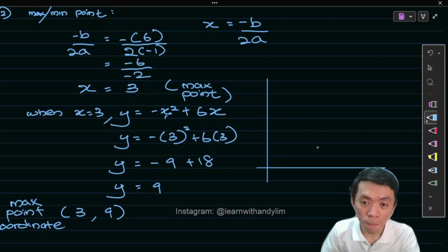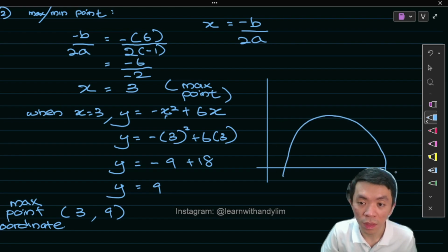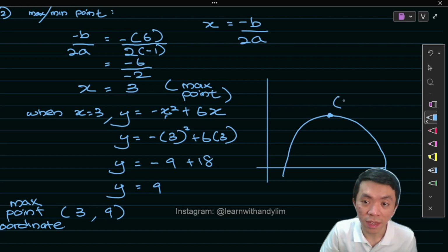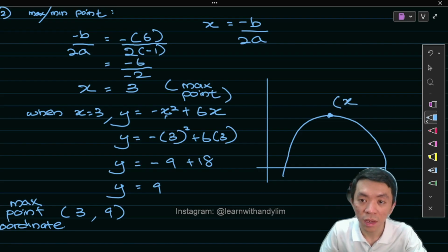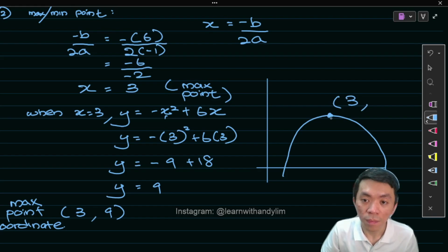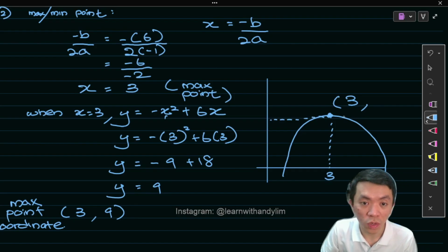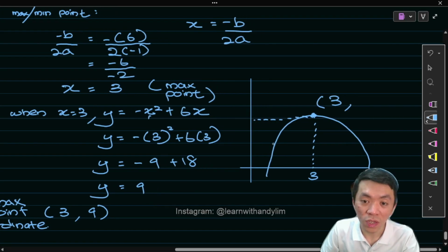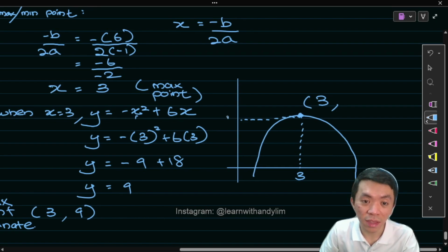So what happened here? I know it is a concave down. Then I know my maximum point, x coordinate, it is 3. When my x is 3, how do I know my y value? I substitute x equal to 3 into the original equation of the curve right here. When I do that, I can determine my y value. There we go.